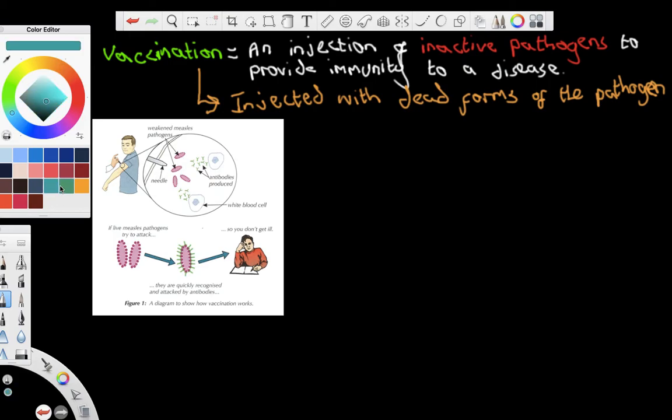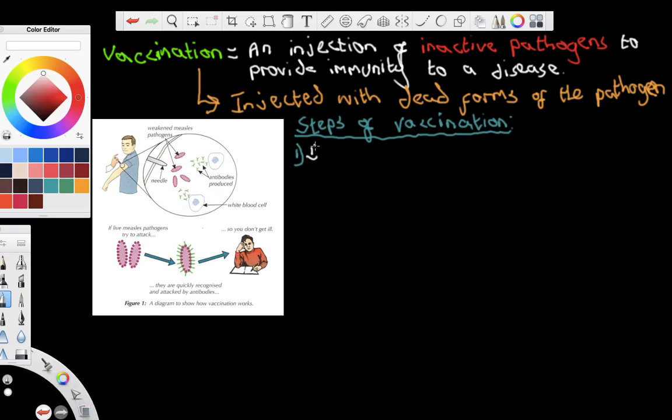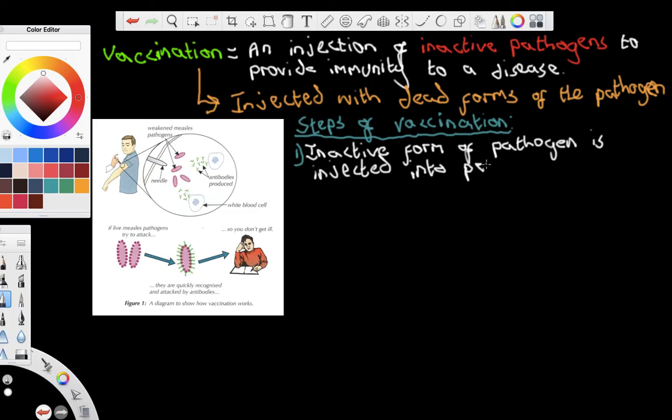So, we can put the subheading, Steps of Vaccination, and we can underline it, and we can put step 1, which we've already said, that an inactive form of the pathogen is injected into the person. So number 1, an inactive form of pathogen is injected into the person. Now, the important thing here is that it is inactive.